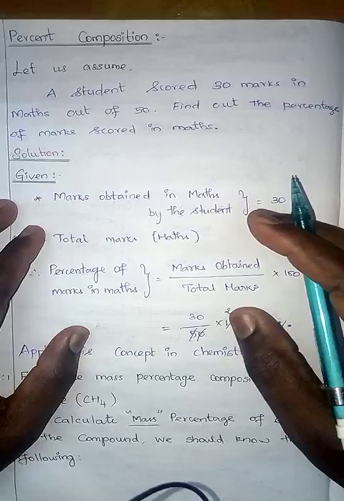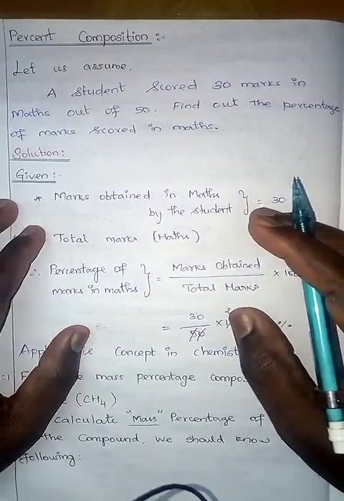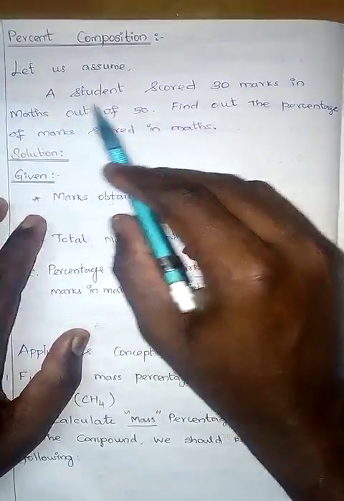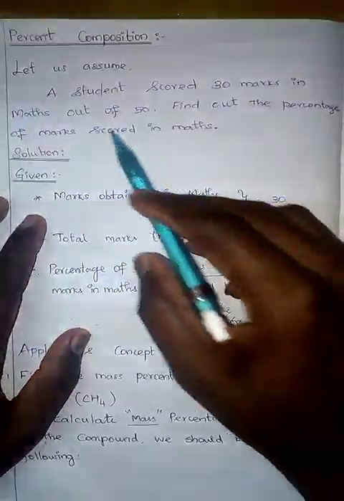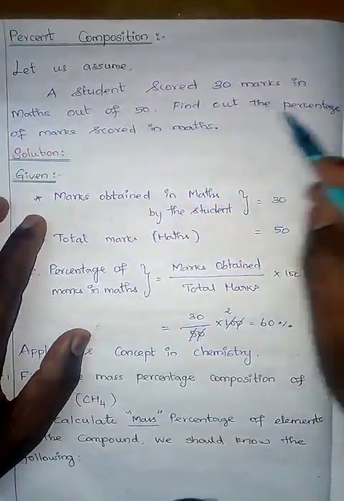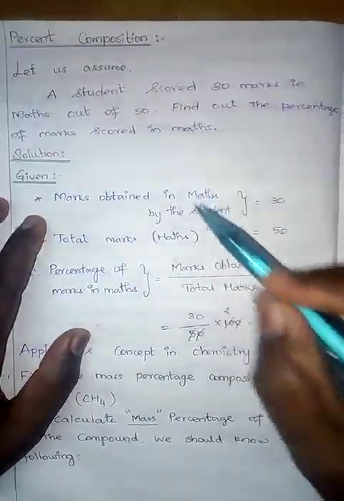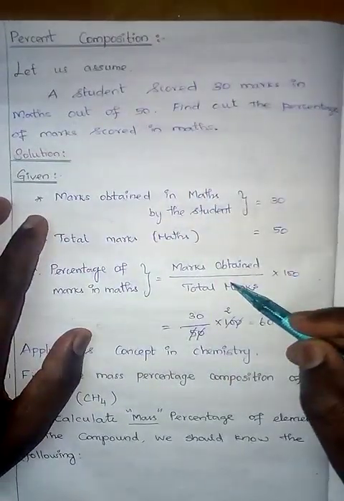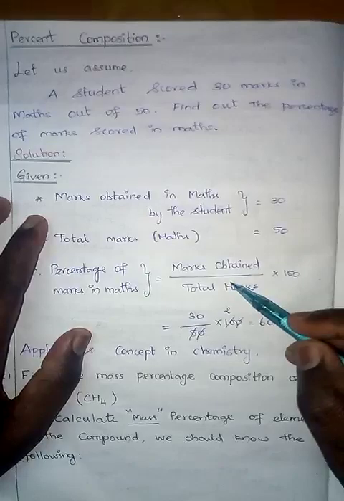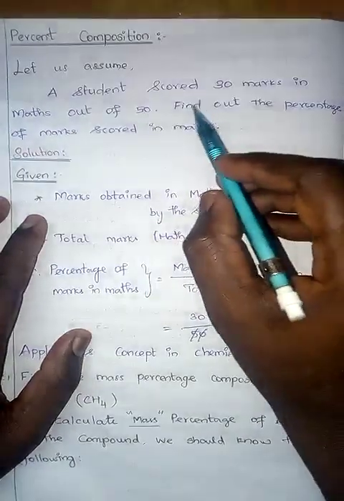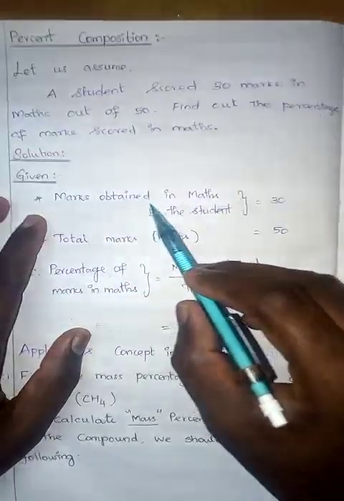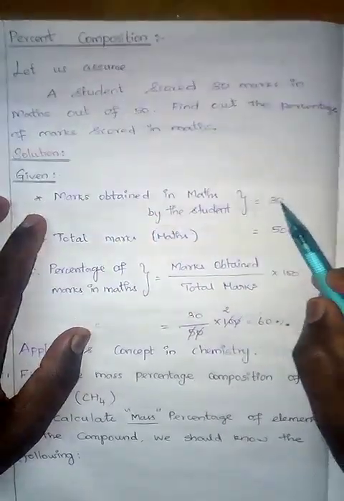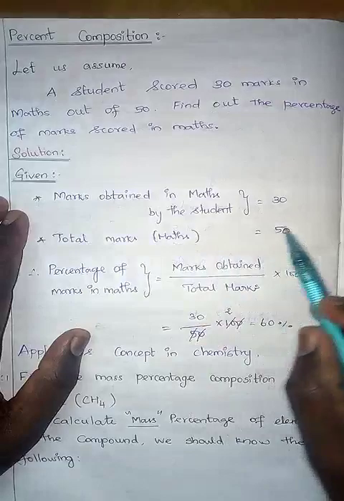So in order to work out, let us assume a student scored 30 marks in his maths exam out of 50. Find out the percentage of marks scored in the maths subject. The data given are the marks obtained in maths by the student is 30, and the total marks 50.